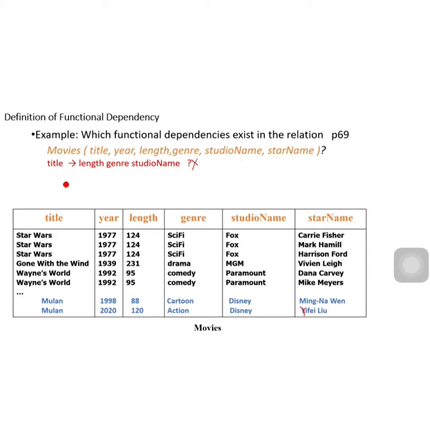Then it means if there are two tuples with the same value in title, these tuples may not be about the same movie. Then they may have different values on length, genre, and studio name. So this FD does not hold in the relation Movies.